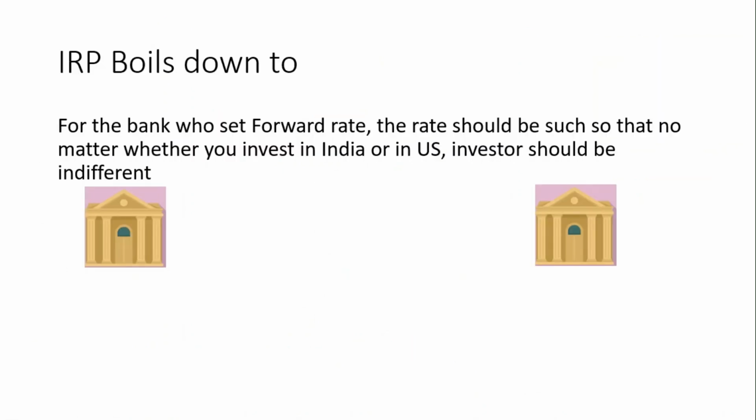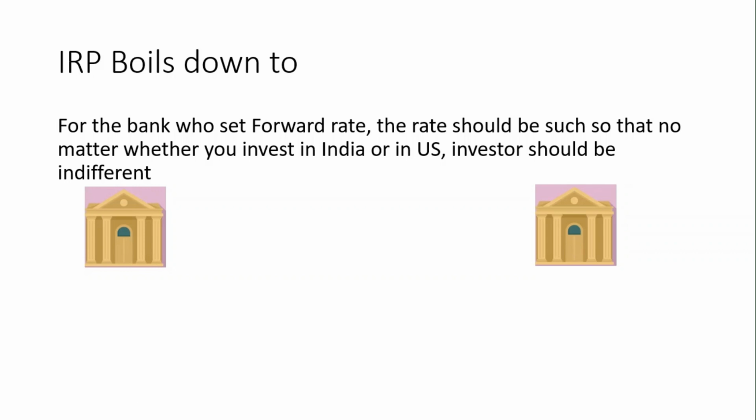So basically, what does IRP boil down to? What was the problem in the example we have discussed? The problem was the forward rate. It was a problem in the forward rate because it was promoting an arbitrage. So what does IRP say? IRP says that the forward rate should be such that no matter whether you invest in India or in the United States, the investor should be indifferent, which means that, no matter what absolute changes there are in interest rates, at the end of the day the benefit you receive in terms of value should not be different.